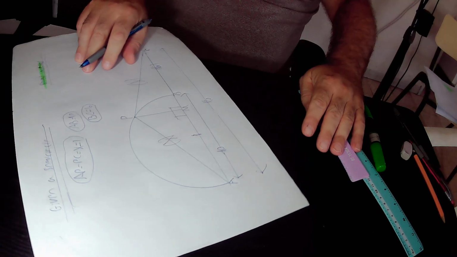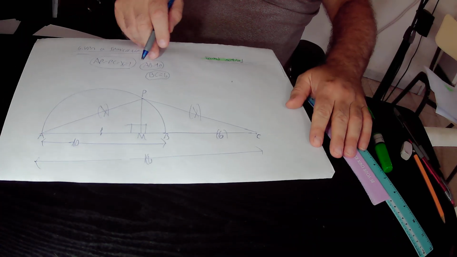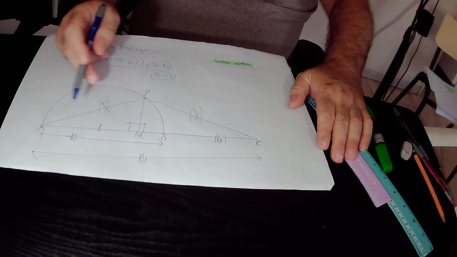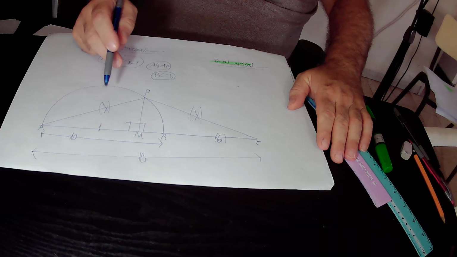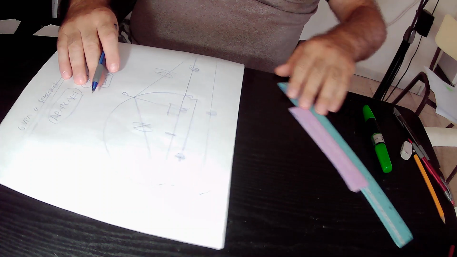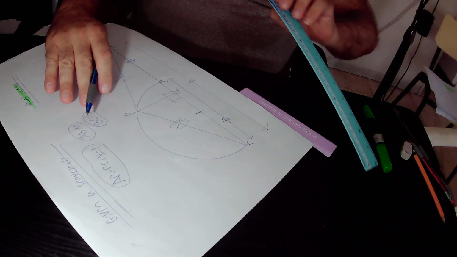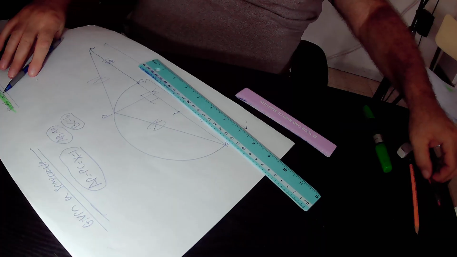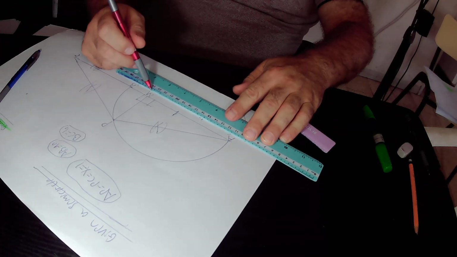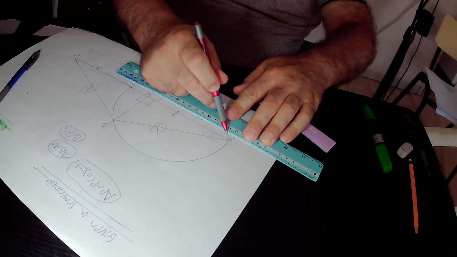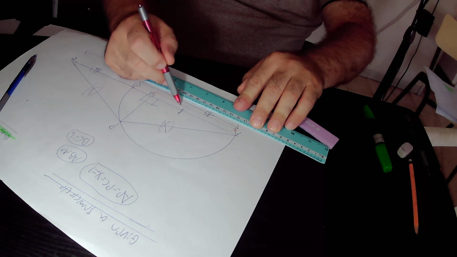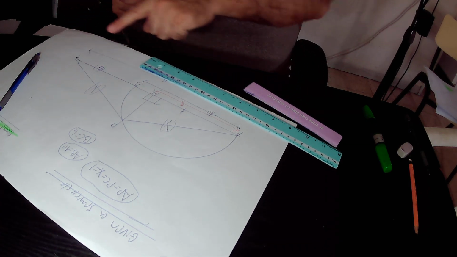So according to the rule that I mentioned, the perpendicular PM to the base AC bisects the base AC. The base AC in total is 16, therefore each half must be equal to 8. The first half is AM, that equals 8 units. In the second half, MC is also 8.